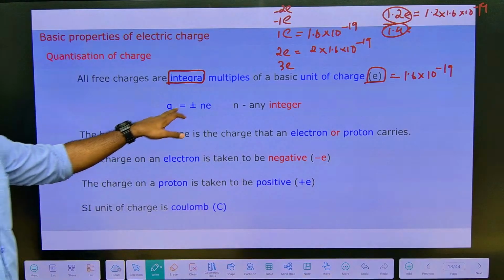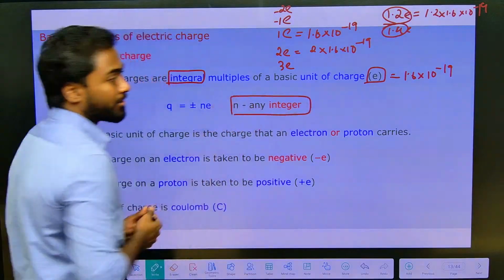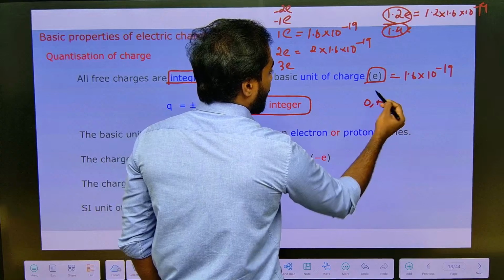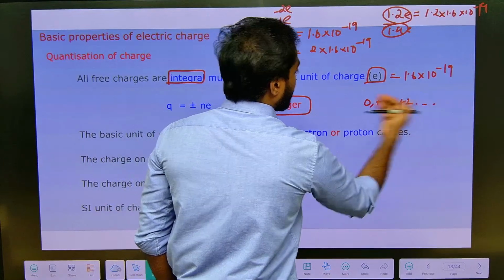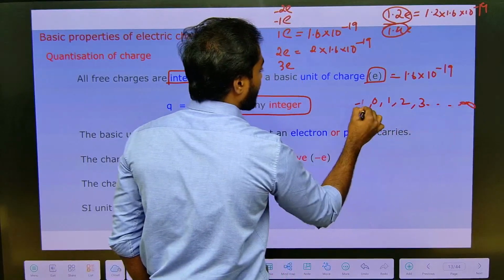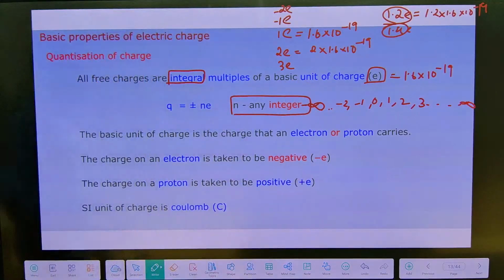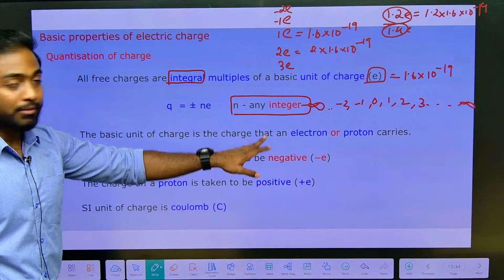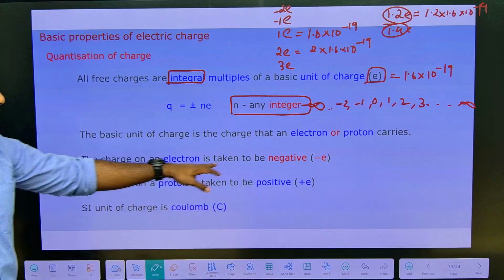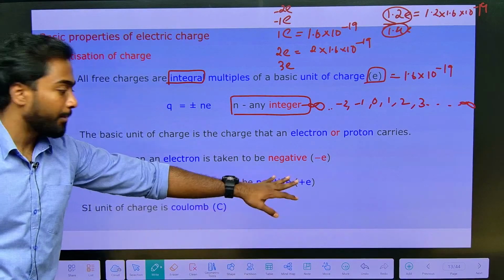So Q will be equal to plus or minus Ne, where N is an integer. So integers like 0, plus 1, plus 2, 3 up to infinity, and minus 1, minus 2 up to minus infinity. The basic unit of charge is the charge that an electron or proton carries. The charge on an electron is taken to be negative and the charge of a proton is taken to be positive, that is plus e.